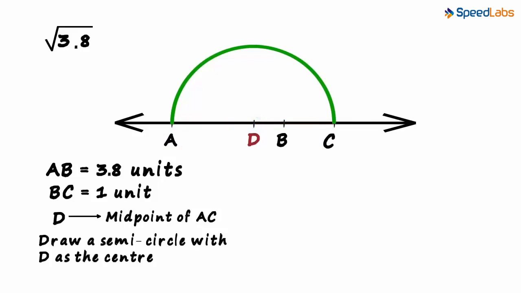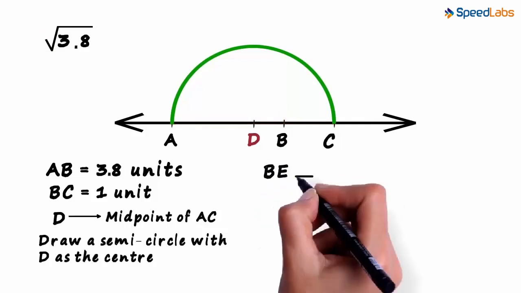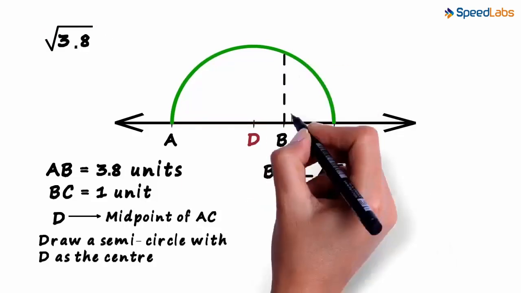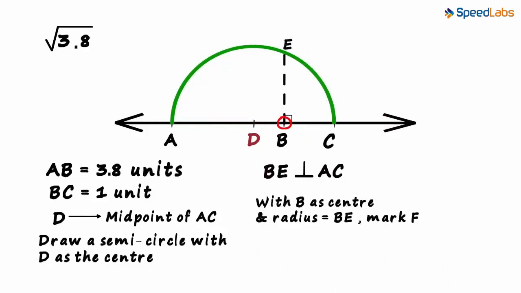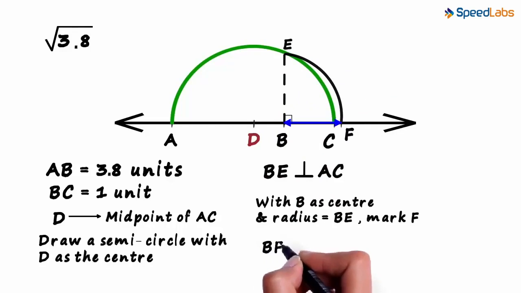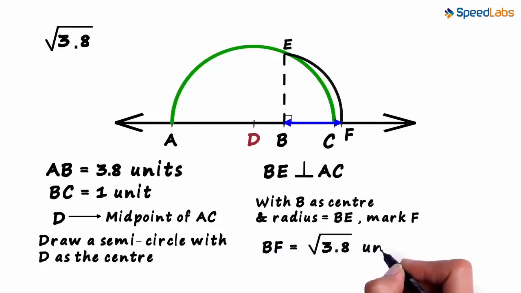To get the length root 3.8, we just draw a line from B to the semicircle, which should also be perpendicular to AC. Let BE be perpendicular to AC, like this. And the next step gives us that length on the axis. With B as the center and radius equal to BE, we mark point F on the axis, like this. So BE will be equal to BF as they are the radii of the same circle with center B. And that gives us length of BF also equal to square root of 3.8 units.